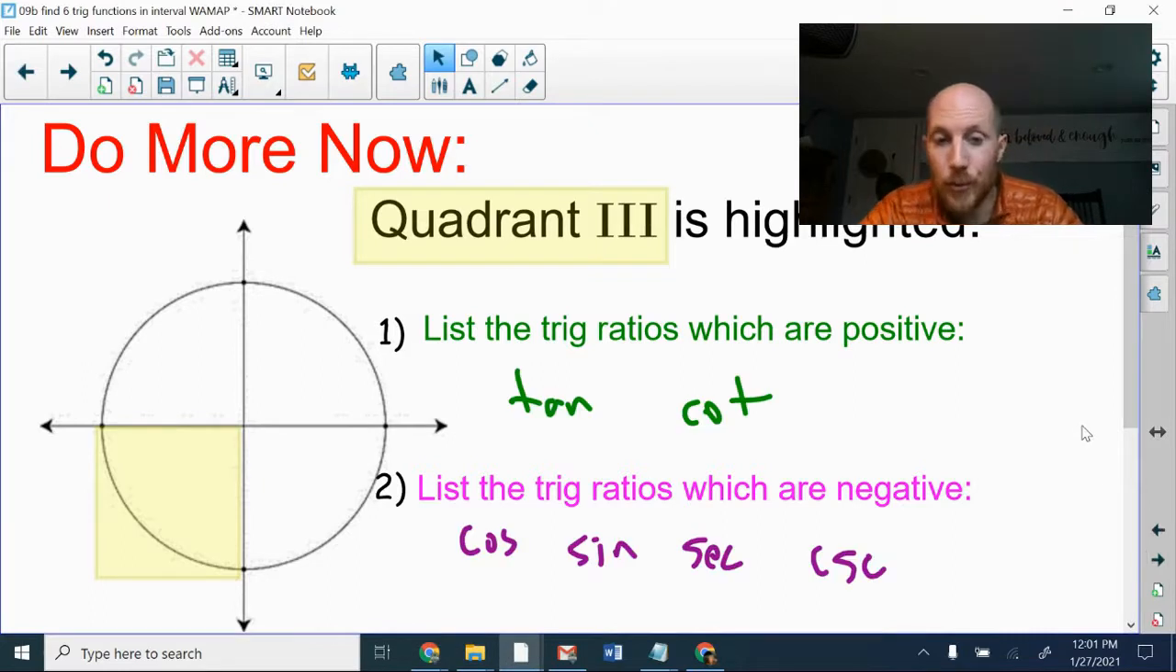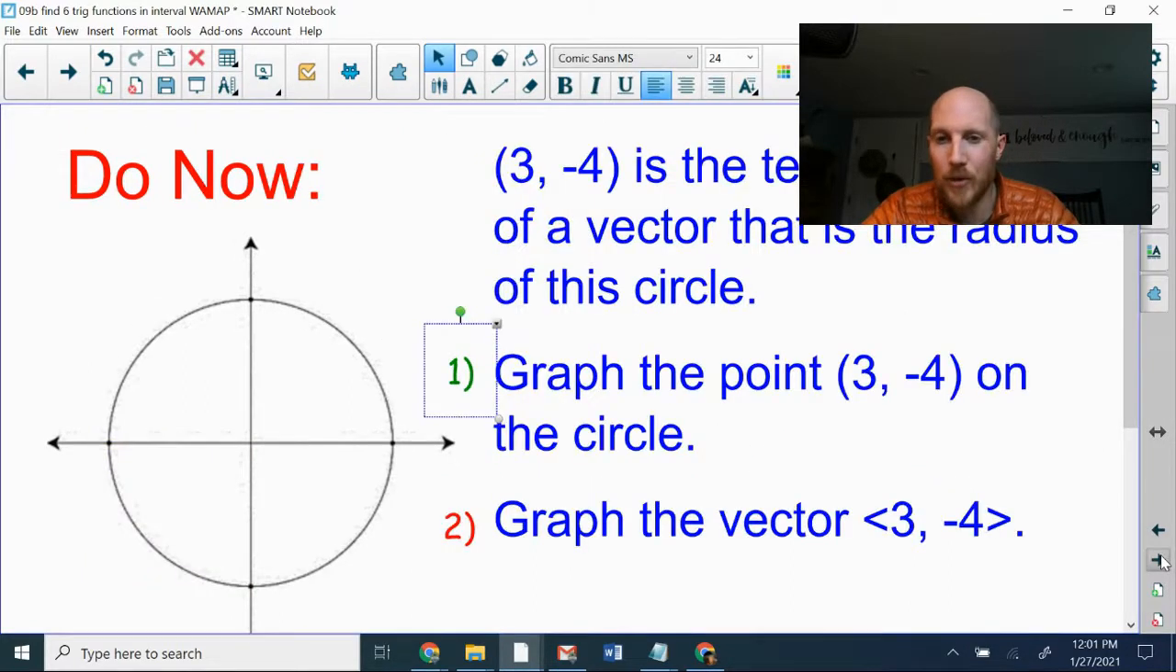All right, so quadrant 3 is going to have tangent and cotangent be positive, and cosine, sine, and their reciprocals, secant and cosecant, will all be negative. And there's a second part of the do now.